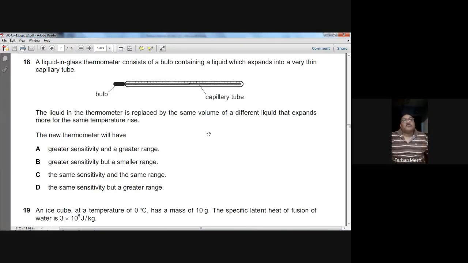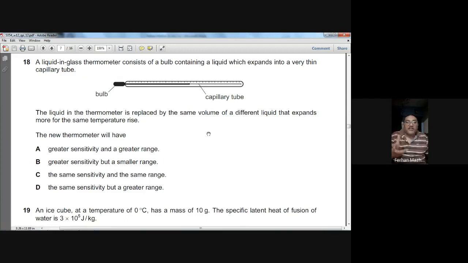Question number 18 is on your screen. A liquid in glass thermometer consists of a bulb containing a liquid which expands into a very thin capillary tube. The liquid in the thermometer is replaced by the same volume of a different liquid that expands more for the same temperature rise. You see, when you replace the previous liquid with another liquid which expands more for the same rise in temperature, the new thermometer will be more sensitive and it will have less range.